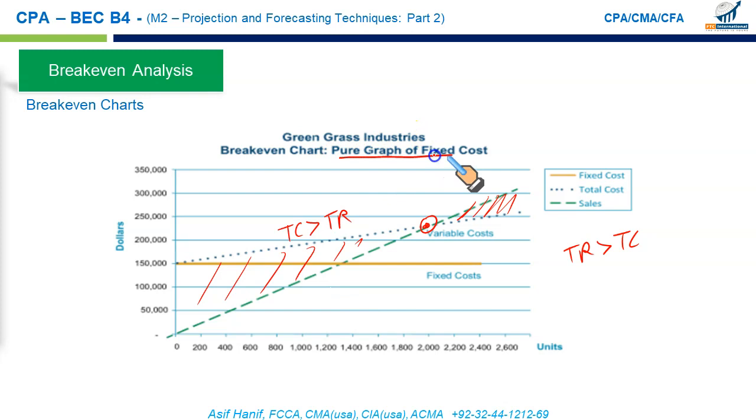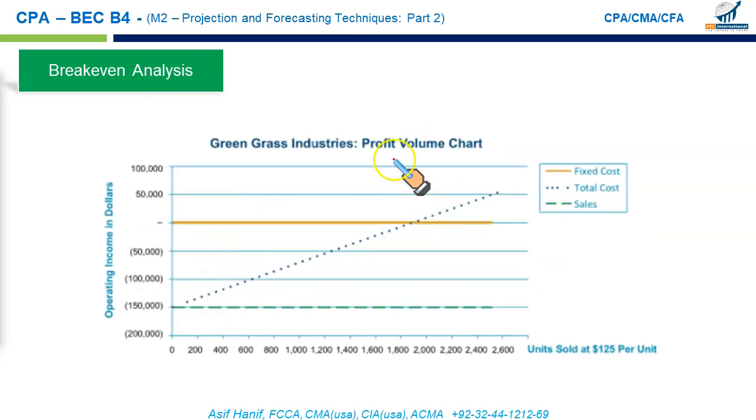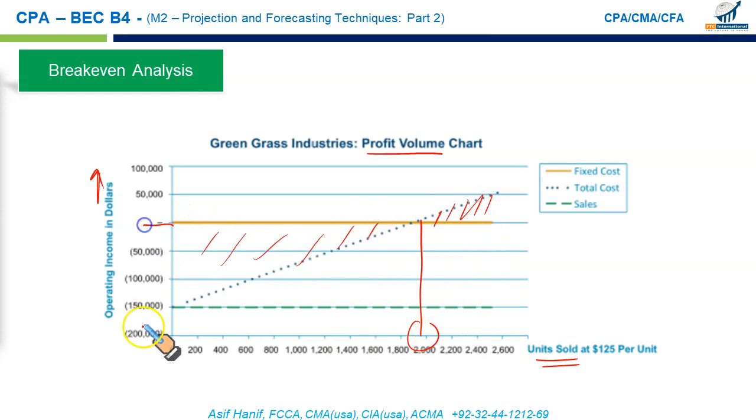This one is called the profit volume chart. We have the volume on the x-axis and profit on the y-axis. That's why it's called a profit volume chart. What you see here is that if you sell 2000 units, there is no profit. Anything above 2000 units will earn you profit, and anything less than 2000 will start incurring losses. So this is the region of losses, as you can see from the negative numbers, and above you have profits.